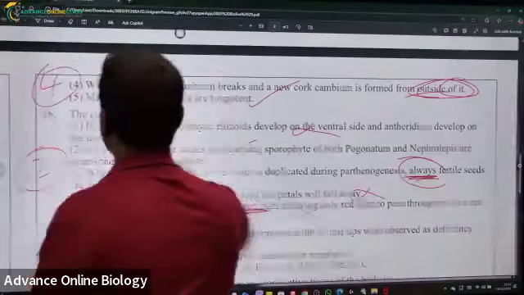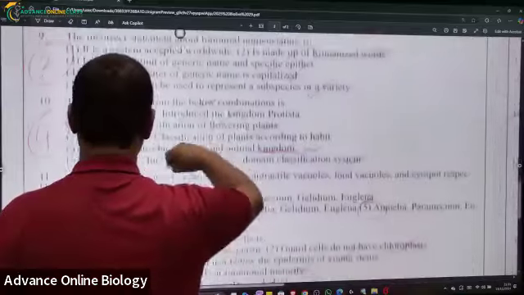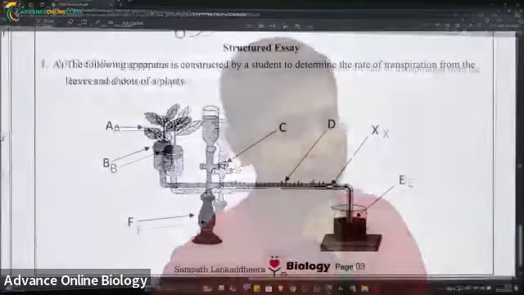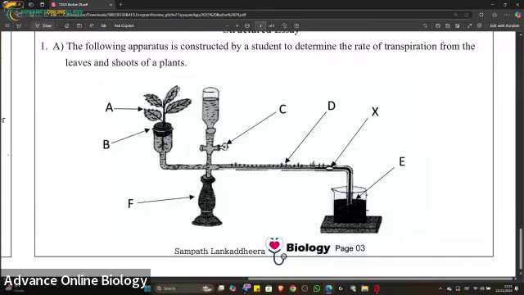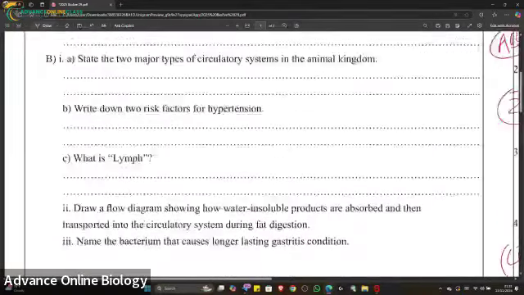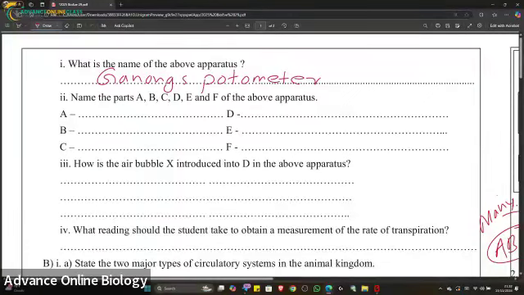All right. Now moving to the structured questions. Let's complete that quickly. The following apparatus is constructed by a student to determine the rate of transpiration from the leaves and shoots of a plant. What is the name of this apparatus? Ganong potometer. Name the parts A, B, C, D.